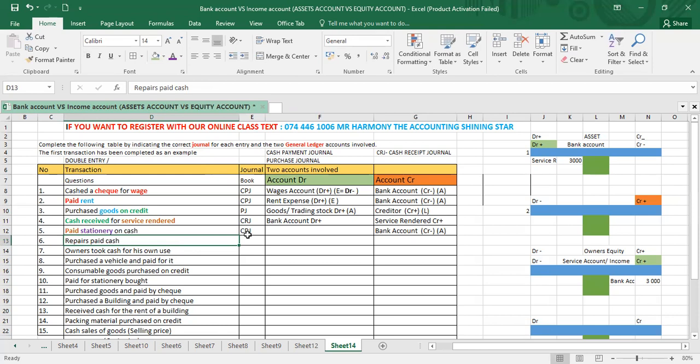Paid affects the cash payment journal. Money is leaving the bank account. We have credited our bank account. Which account did we credit? Bank account. It tells us money is leaving the bank account. Which account is to be debited now, student? The one that I've highlighted. Which account? Stationery. Expense account. Stationery is an expense account. So expense will be debited, and once expense is debited, it's going to increase.